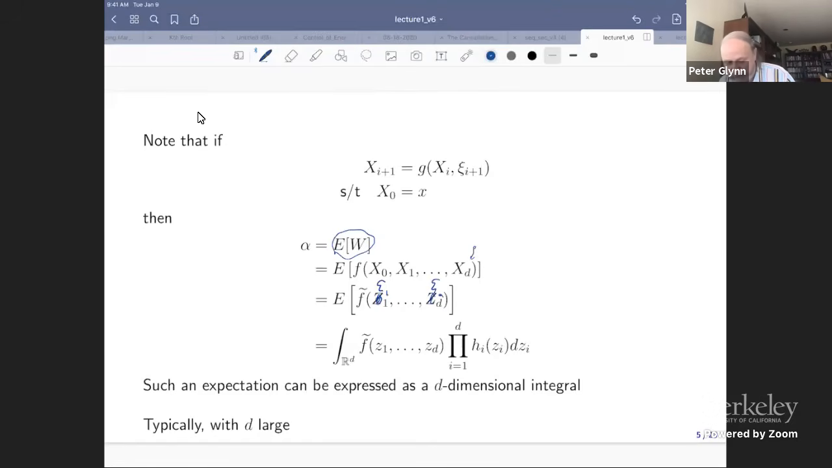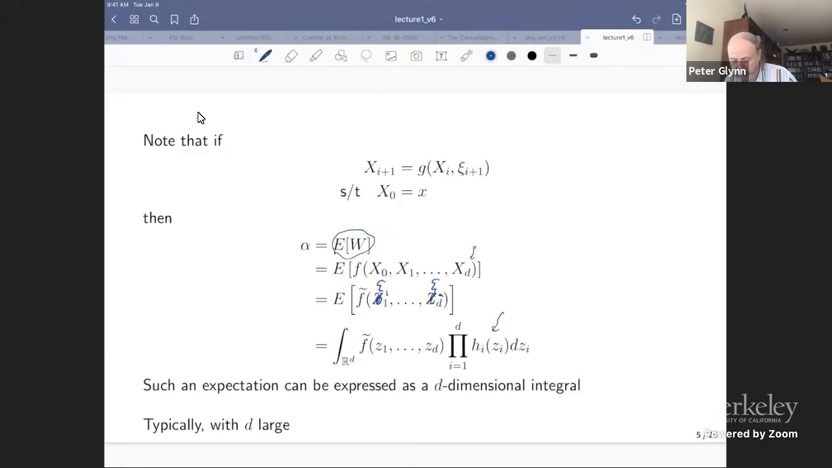And of course, that can be represented as a multiple integral, given that the CIs are independent of one another. So the HI of ZIs here are, let's say, the probability density functions of the CIs, and we're integrating the function F tilde relative to that joint density. So a key point in thinking about simulation and Monte Carlo in general is that expectations can always, if we wish, be viewed as integrals, potentially over some high dimensional space.